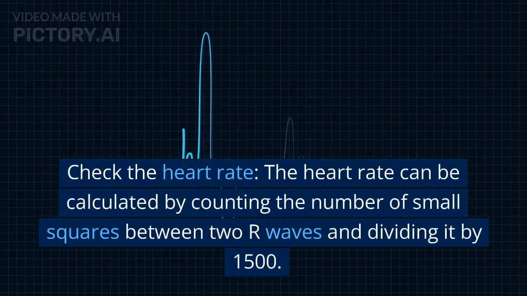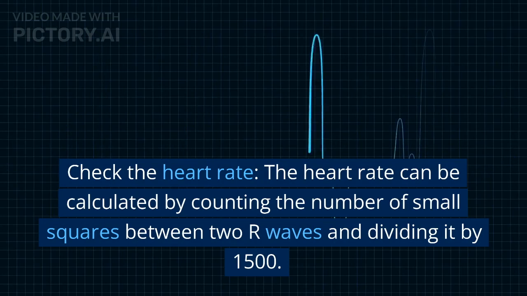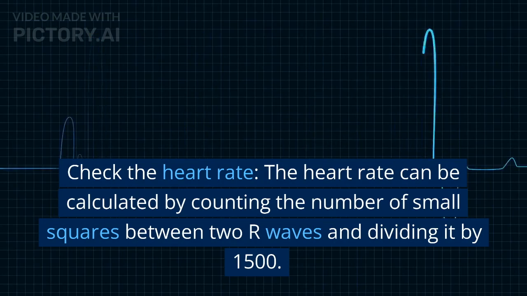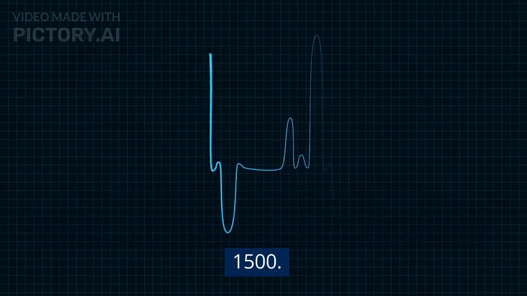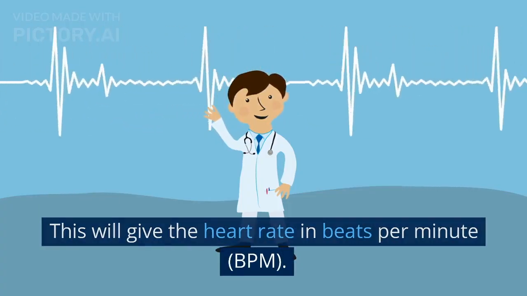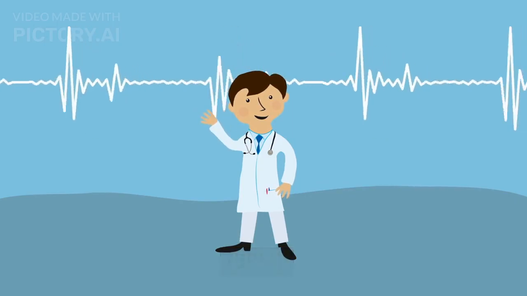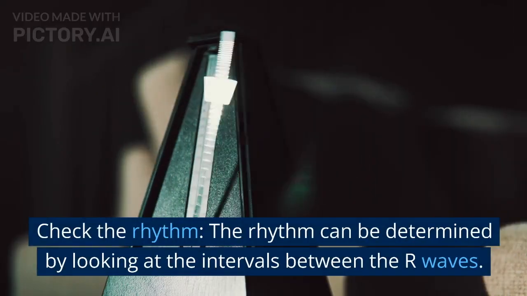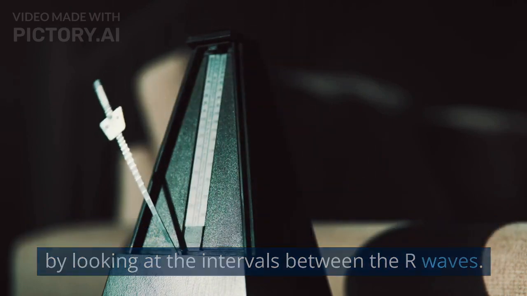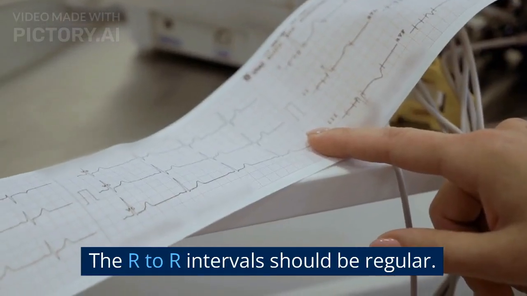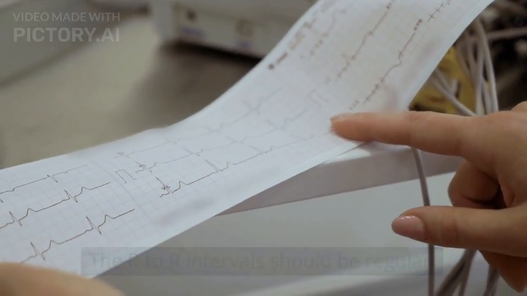4. Check the heart rate. The heart rate can be calculated by counting the number of small squares between two R waves and dividing it by 1500. This will give the heart rate in beats per minute, BPM. 5. Check the rhythm. The rhythm can be determined by looking at the intervals between the R waves. The R to R intervals should be regular.